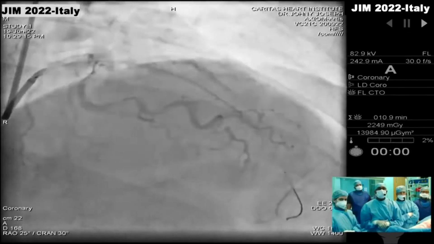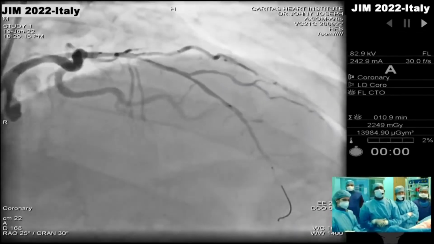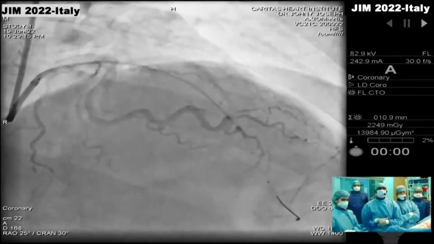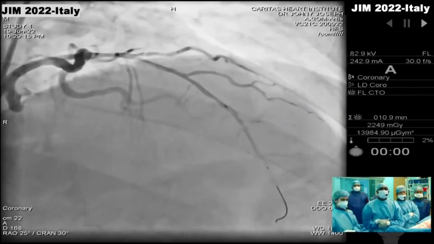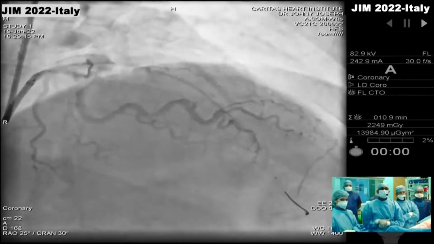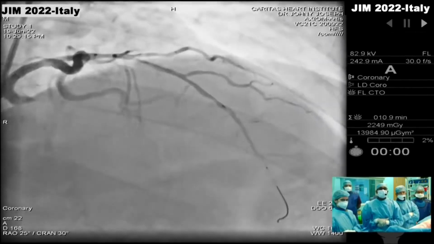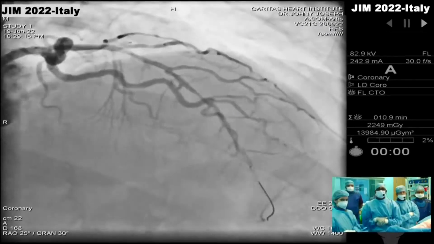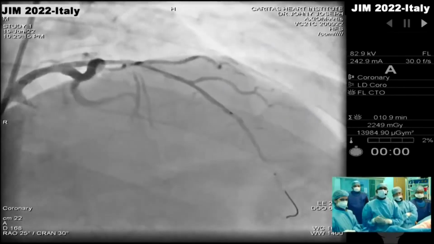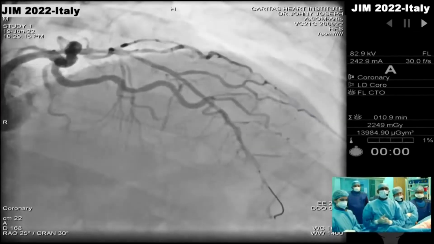Great result, great result. I mean, now we turned the CTO into a bifurcation of the ostial LAD. That's great. And also there are multiple bifurcations, quite frankly. 1-1-0, so to speak, bifurcations. The side branches are not involved, but there are many side branches worthwhile preserving. Diagonal 2, diagonal 1, as well as a circumflex.